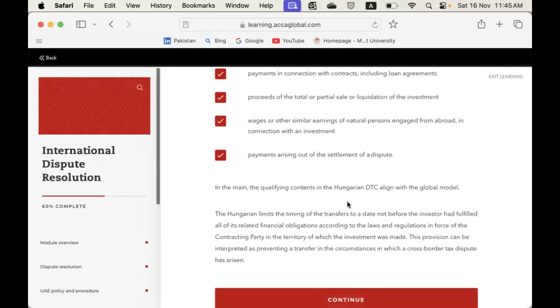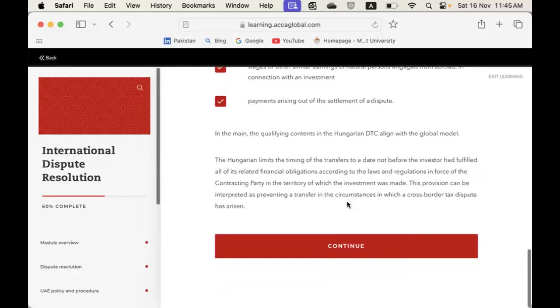So it's some dispute with either the government. Four things we had read earlier on. This dispute was with the government or a contractor or a supplier or a customer. All such payments are also freely transferable.